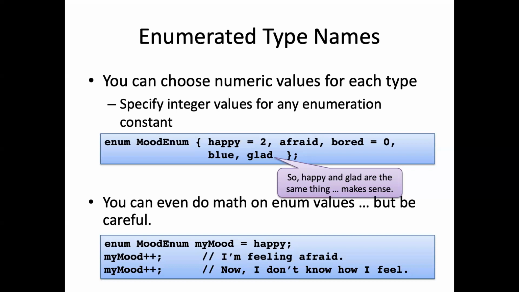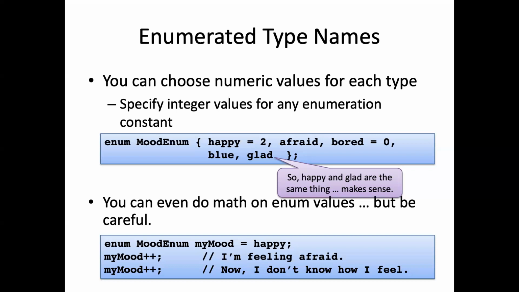I mentioned that these are represented as integer values, and you can freely move back and forth between integer values and an enumerated type, including potentially overflowing.